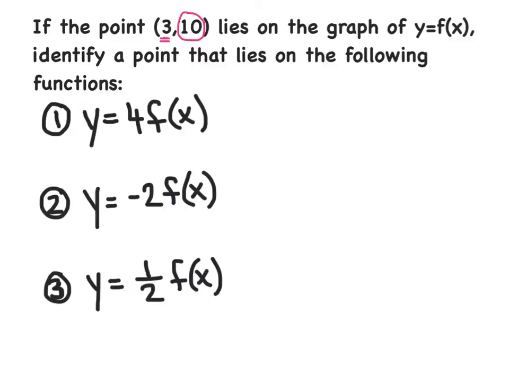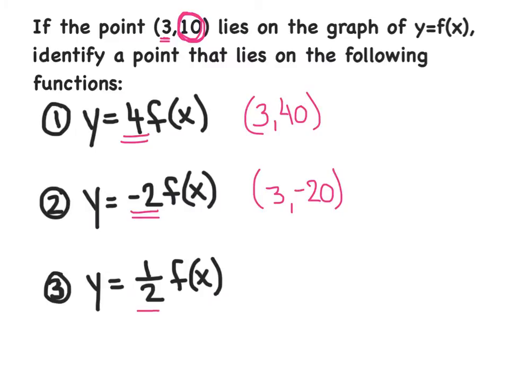So we're saying if the point (3, 10) lies on the graph of f of x, identify a point that lies on the following functions. So what do we got here is we got a factor of 4. In other words, we've got to multiply this y-coordinate by 4, so I'm going (3, 40). We're stretching it out, and it's going to get a lot taller. Here, we're multiplying by -2, so it's (3, -20). And here we're multiplying by a factor of 1/2, so it's (3, 5). And again, just to recap that, I multiplied the y-coordinate of 10 by 4, by -2, and by 1/2, and that's all I did.